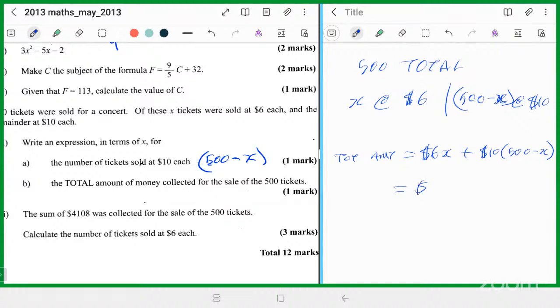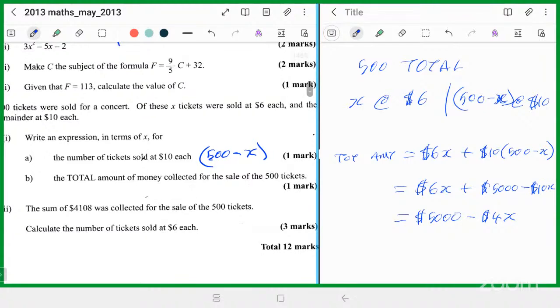So this is 6X plus $5,000 minus 10X, and then 6 minus 10 is negative 4. That's 5,000 minus 4X dollars. That's the expression for the total amount.